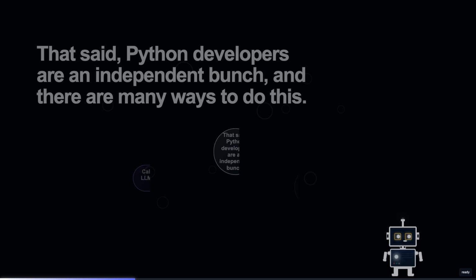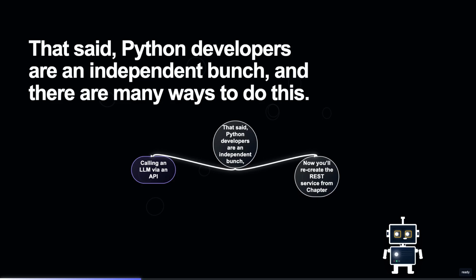Next, the task is to call an LLM through an API. The goal is to rebuild the earlier REST service. It uses FastAPI and the Llama SDK to stream an LLM completion back to the caller. The same ideas were already covered. Start by creating the FastAPI server.